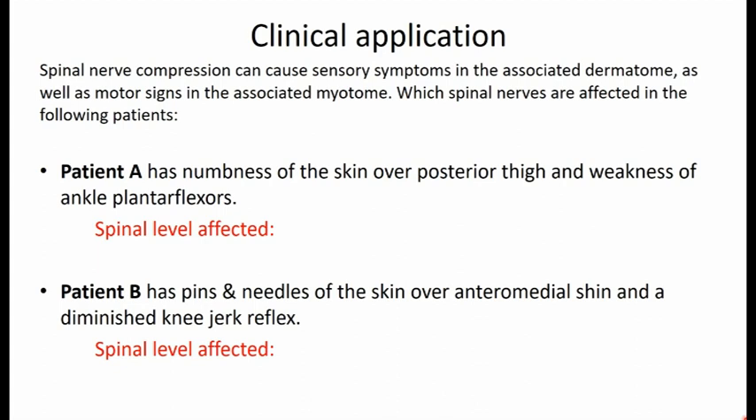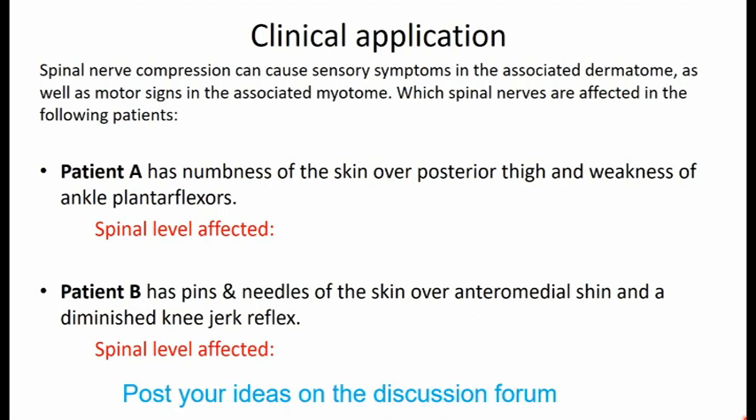So patient A has numbness of the skin over the posterior thigh and weakness of the ankle plantar flexors. Based on your understanding of the dermatomes and myotomes of the lower limb, I'd like you to try and figure out which spinal level must be affected. Patient B has pins and needles of the skin over their anteromedial shin and a diminished knee-jerk reflex. Again, I'd like you to consider the dermatomes and myotomes of the lower limb and try to figure out which spinal level you believe is affected. You can post your ideas on the discussion forum to get some feedback.